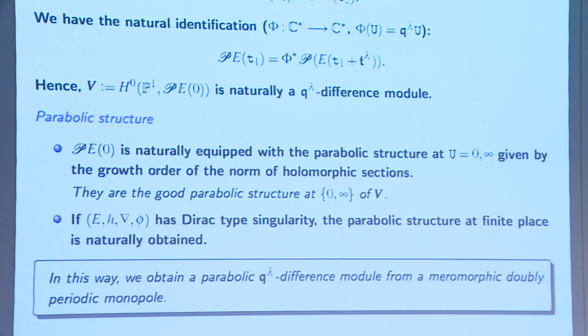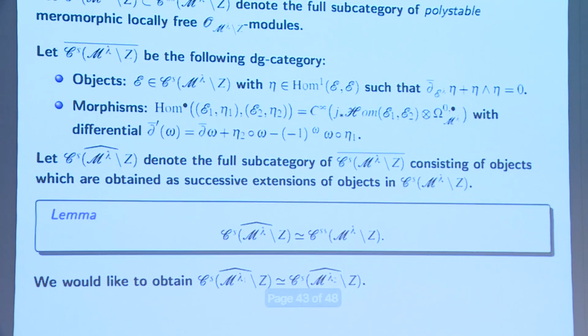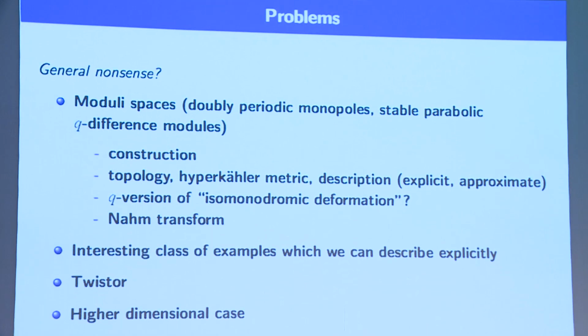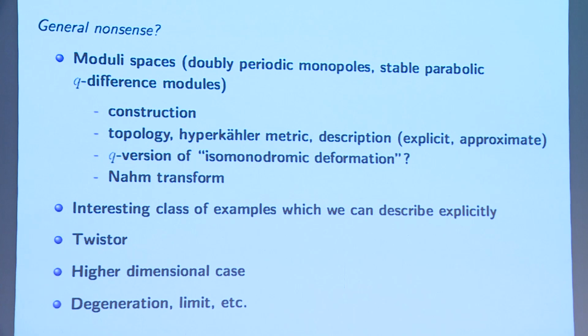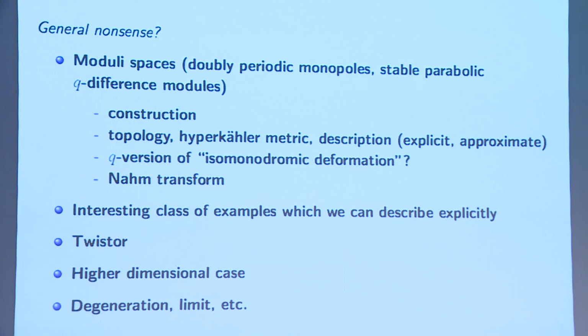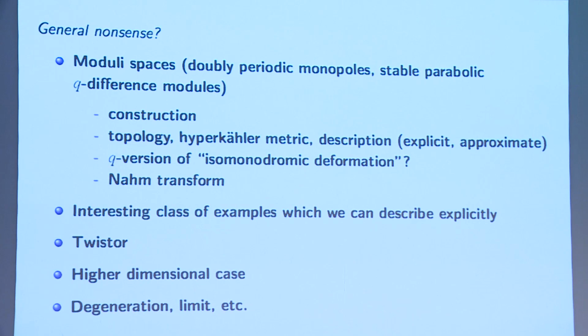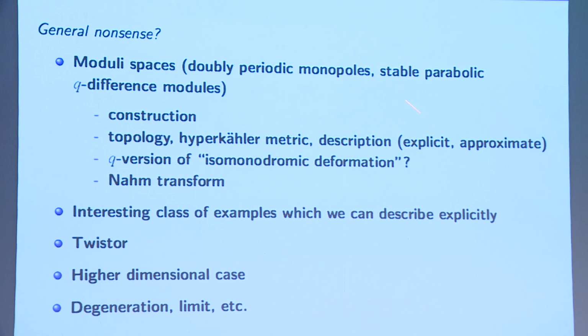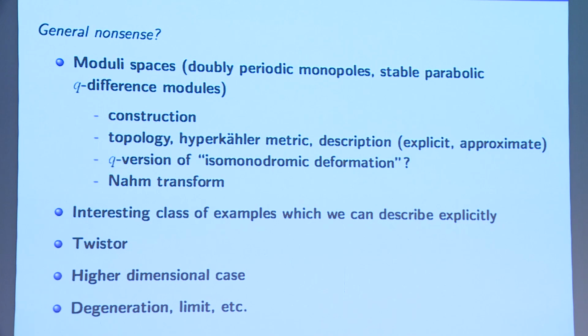So finally, let me mention some problems. There are several interesting problems to me. First, the moduli space is constructed in some interesting special cases, but not in full generality. So it's better to give moduli spaces. And of course, it's interesting to study the topology and the hyperkähler geometry of the moduli spaces. And I also expect something interesting in considering isomonodromic deformation in this context.